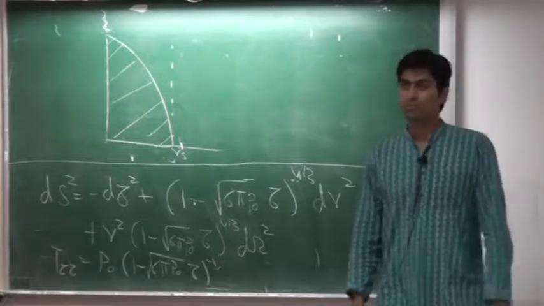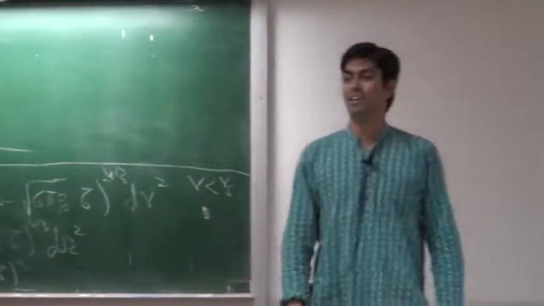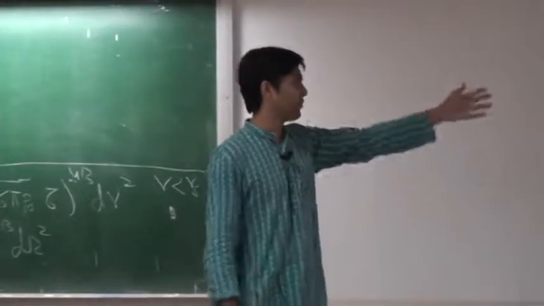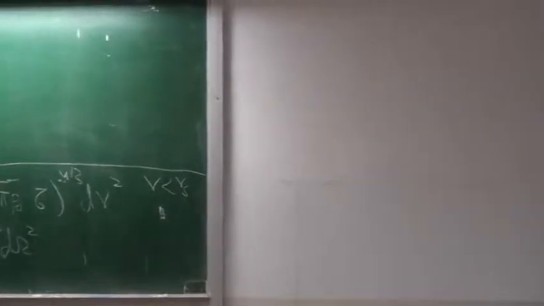But what about Birkhoff's theorem? Birkhoff's theorem is correct. That's what I'm saying. There's a transformation of coordinates that takes us to the Schwarzschild geometry. That's what the tutorial question is. I don't want you to determine the transformation of coordinates.